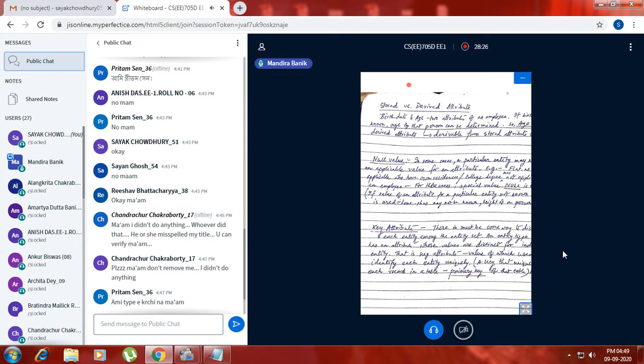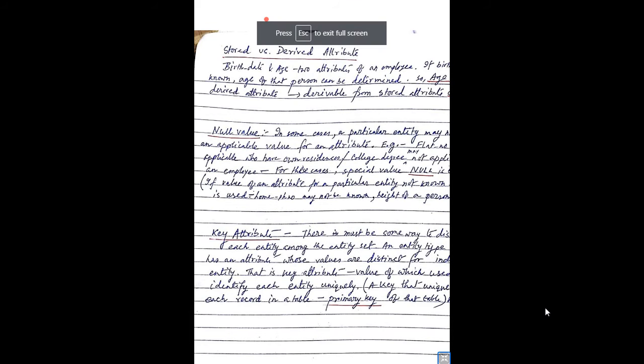The next category of attributes is stored versus derived attributes. For example, you are storing the DOB of persons in a database. So DOB is a stored attribute. Now from the DOB attribute, you can easily calculate the age of that person. So the age is the derived attribute, and DOB is the stored attribute. Okay, so that is the thing. Now null value.